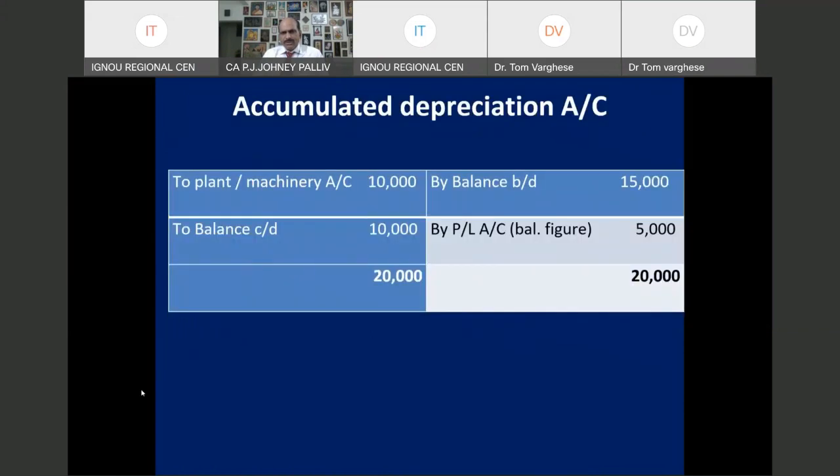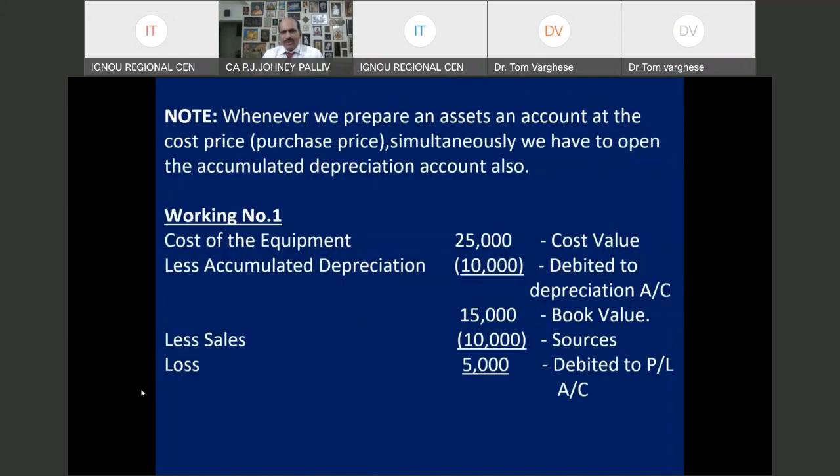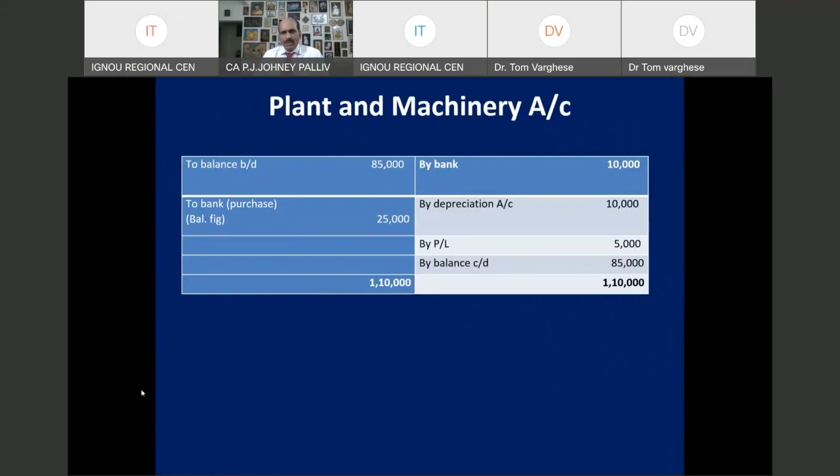Therefore, let us consider the plant and machinery account once again. I said opening balance 85,000, closing balance 85,000. Plant and machinery costing rupees 25,000 was sold for rupees 10,000, whose accumulated depreciation is 10,000. Therefore, there is a loss of 5,000. Therefore, opening balance 85,000 will reduce to 60,000. Still there is a closing balance of 85,000, which means there is a purchase of machinery of 25,000 rupees. That is what is called a balancing figure.